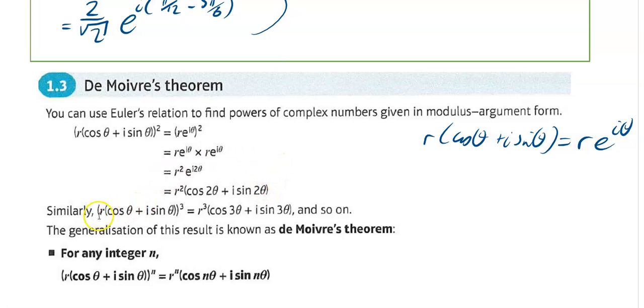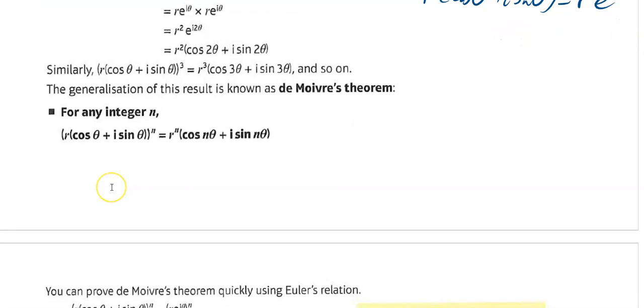Likewise, if you cubed it, if you did r(cos theta plus i sine theta) all cubed, that would be r(cos theta plus i sine theta) times r(cos theta plus i sine theta) times r(cos theta plus i sine theta). So you would have your modulus, just multiply r times r times r, which becomes r cubed, and your arguments add, so theta plus theta plus theta, which is 3 theta, and so on. So in general, the result that we get is this. For any integer n, r(cos theta plus i sine theta) all to the power of n is just your modulus r raised to the power of n, and your argument is multiplied by n.